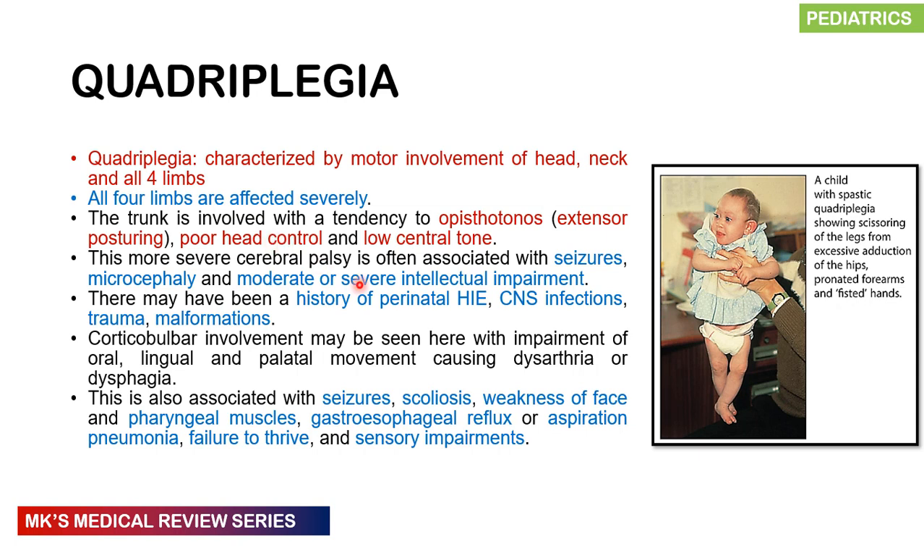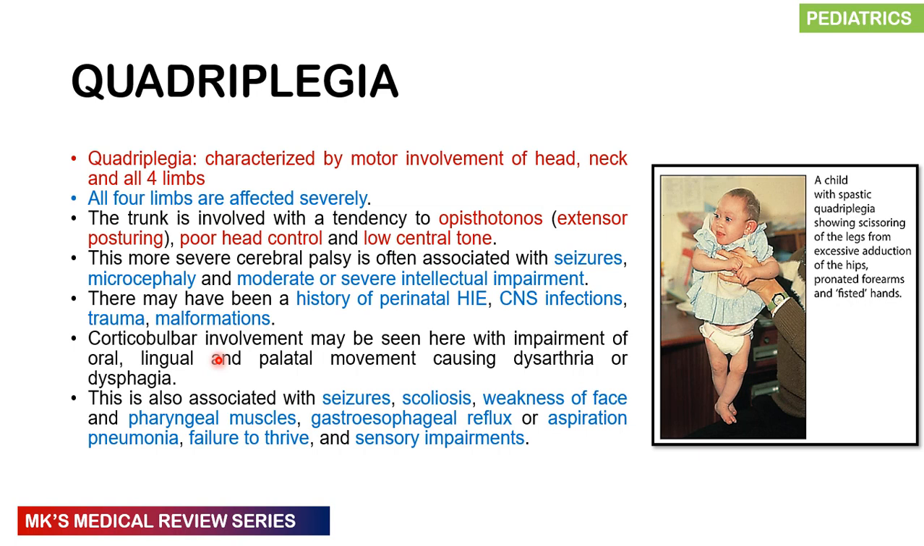Now, this is the most severe form of cerebral palsy, and it's often associated with seizures, microcephaly, sometimes even moderate or severe intellectual impairment. So these ones may even need to be placed in a special school. Then there may be a history of perinatal hypoxic ischemic encephalopathy, CNS infections, trauma, or malformations. And remember, here we have corticobulbar involvement. So it means that they're going to have some impairment in the oral, lingual, and palatal movements. This may cause dysarthria, difficulty in pronunciation of things. It may also cause dysphagia, difficulty swallowing. This is the second reason that may result in malnutrition.